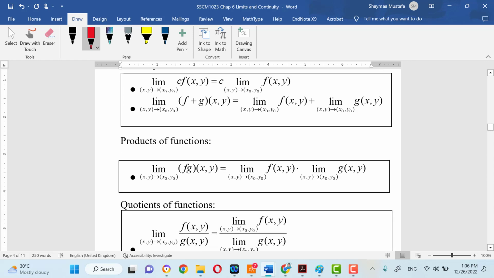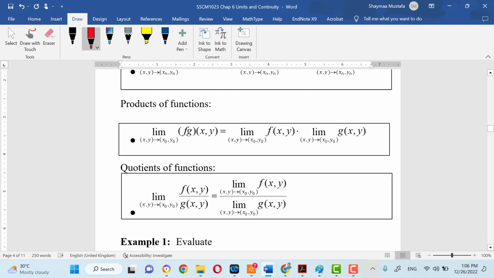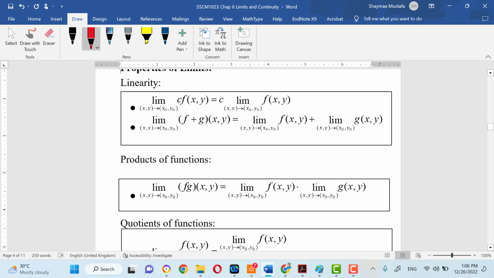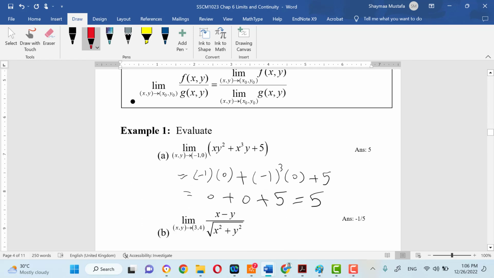And this is the limit for the product. If I have a product of two functions, then the limit of the product is equal to the limit of the first function multiplied by the limit of the second function. Same for division. The limit of f of x y over g of x y is equal to the limit of f of x y over the limit of g of x y. So the properties of limits for two variable functions are similar to the properties for one variable.